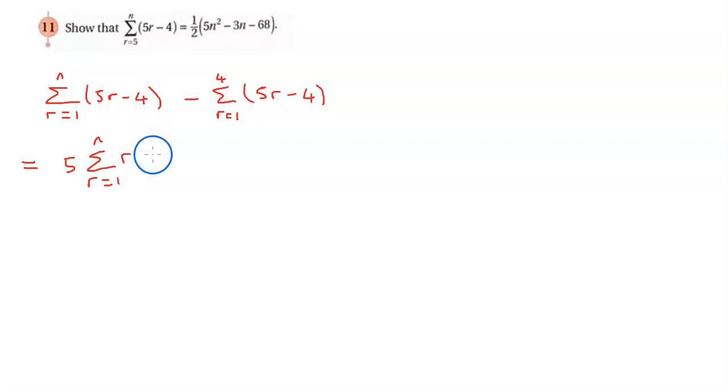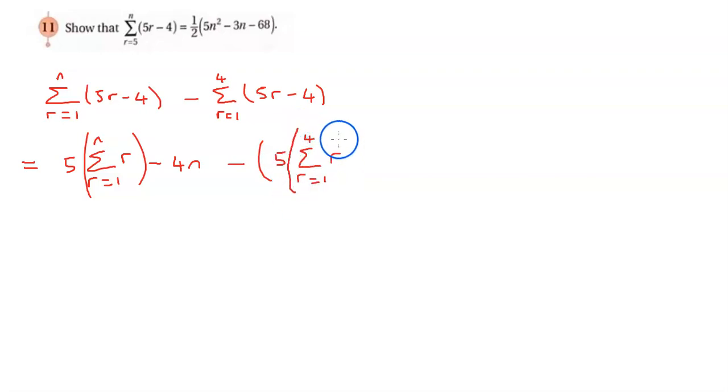Okay, and then we also have that this is 5 times the sum from r equals 1 to n of r, and then it's just minus 4n, just by splitting up that sum, as we saw that we could do before, minus, and then we'll do the same thing here, 5 times the sum from r equals 1 to 4 of r, and then minus 4 times 4, not just 4.